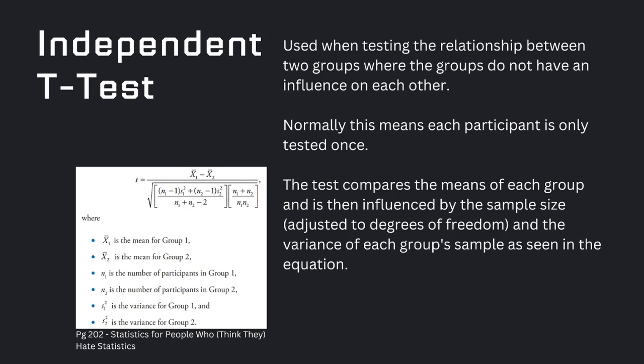An independent t-test is used when the two groups do not have an influence over each other. Typically, this occurs in a this or that type of test. In an independent t-test, each participant is usually tested only one time. The equation for calculating an independent t-test is based on the mean of each group, the number of participants in each group, and the variance of each group.